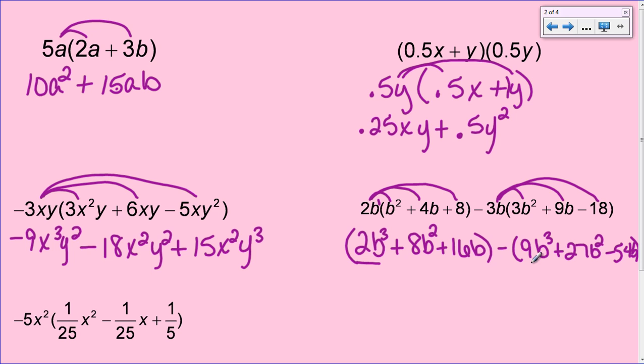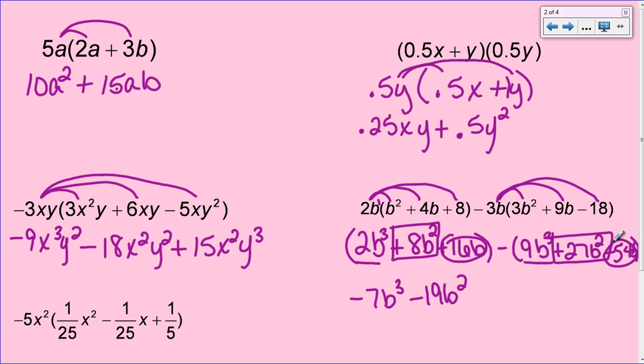So I have 2b to the third minus 9b to the third. And 2 minus 9 makes negative 7b cubed. Then I have 8b squared minus 27b squared, which makes negative 19b squared. And then I have 16b minus negative 54b, so I have that minus a negative, so 16 minus negative 54, which is going to be 70b. And this is your final resulting polynomial from that problem. So I had to distribute twice, then I had to subtract. So be careful, and pay attention to what kind of operations you have going on.